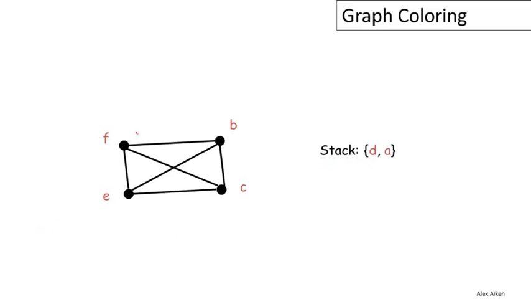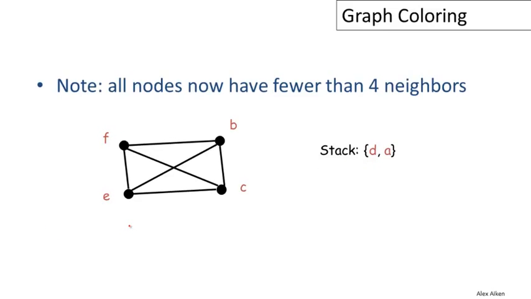And now the stack will have D and A on it, and our graph will be down to these 4 nodes. And now something interesting to observe here is that all the nodes at this point have fewer than 4 neighbors. And so since every node in the graph has fewer neighbors than the number of colors we're allowed to use, at this point the graph coloring is guaranteed to succeed because every time we remove a node, we can only reduce the number of neighbors of every other node in the graph.